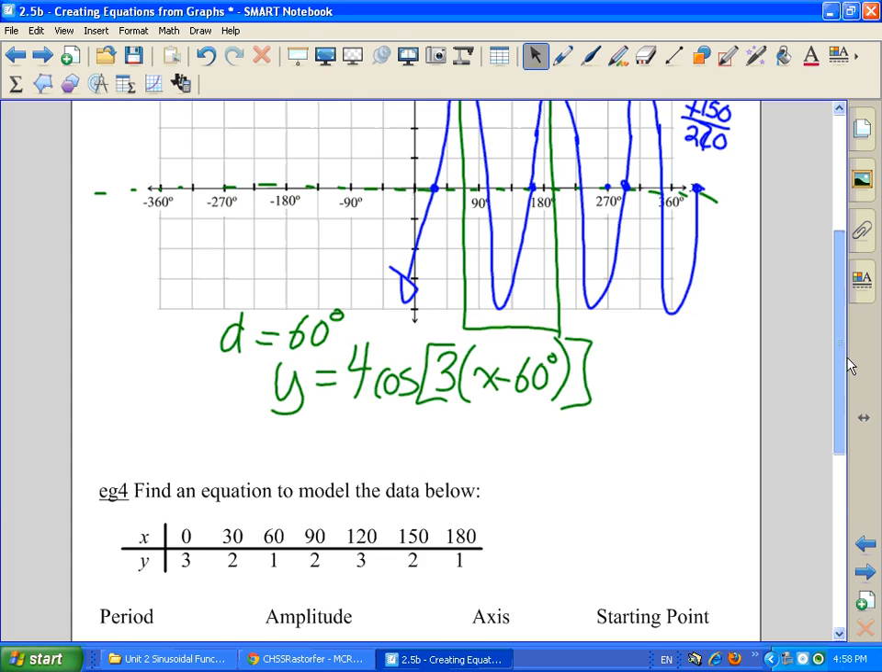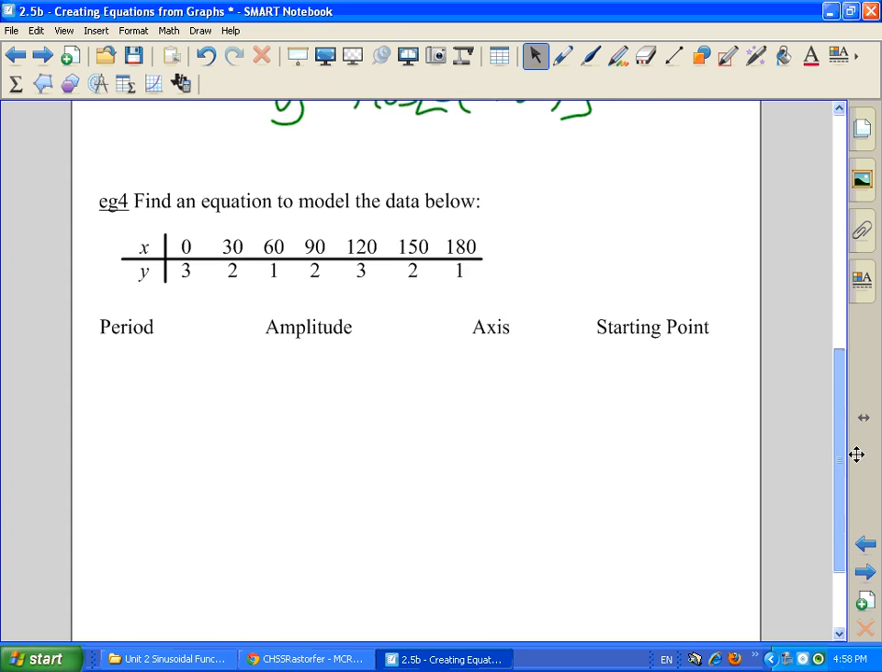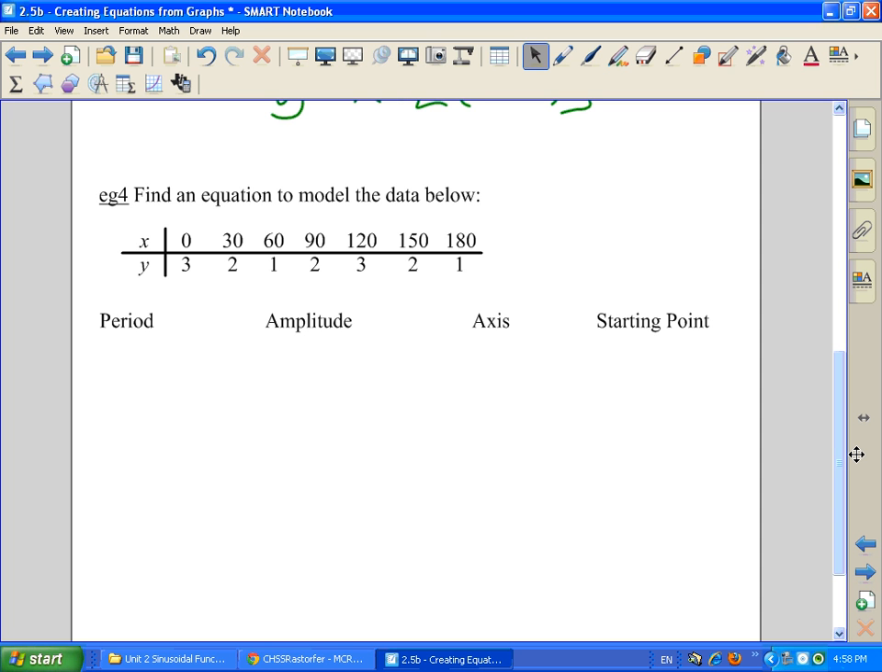We're going to do one final example before I let you do your work. It's a different type where we're not given a graph and we're not given the transformation information. We're given a set of data points. And I will tell you, coming up after your quiz, we will be taking a look at applications where we're going to be modeling some of this data in a little bit more detail. All right. So taking a look here, find an equation to model the data below.